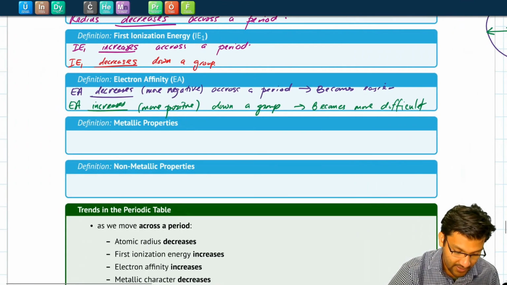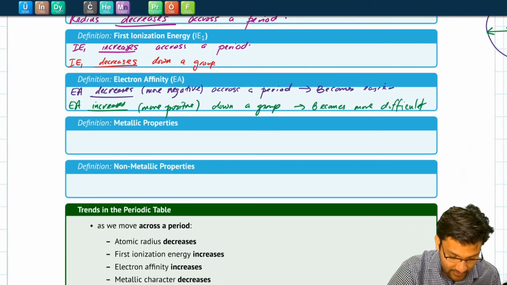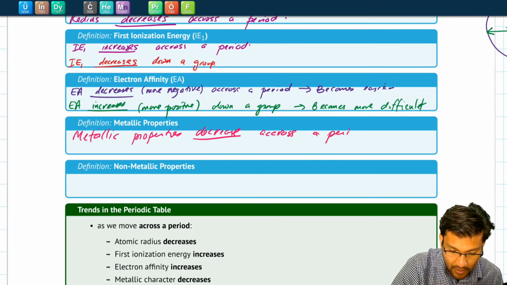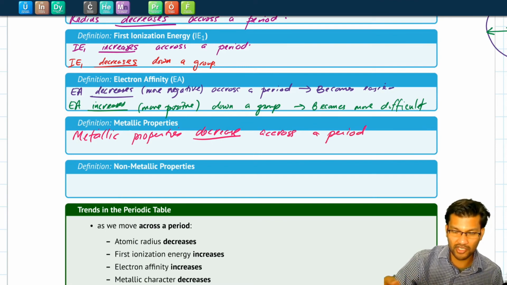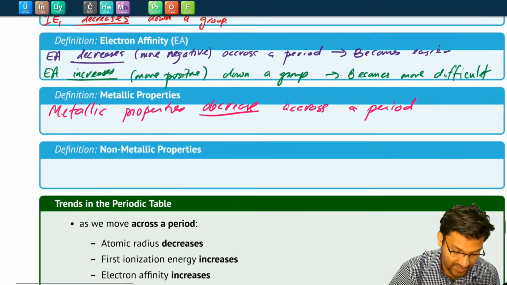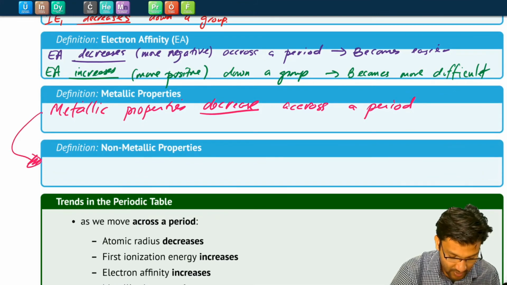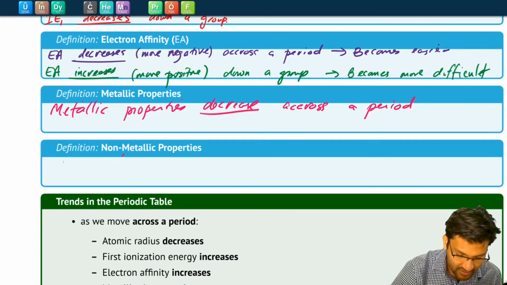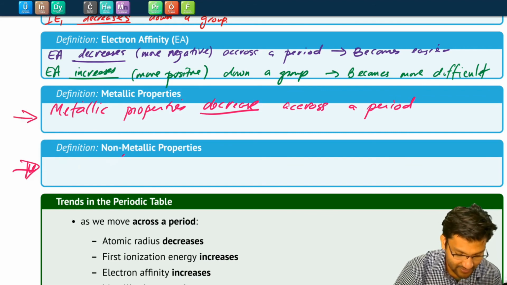So what that means then is the weaker the force pulling on the outer electron, the more metallic it is. So basically, metallic properties will decrease across a period, because we know as we go across a period, the effective nuclear charge gets stronger, so the pull becomes stronger, which is not good for metallic properties, but it's good for non-metallic properties. Non-metallic, I did not spell that correctly. I'm not going to fill this one out. You can assume it's the opposite of this one.